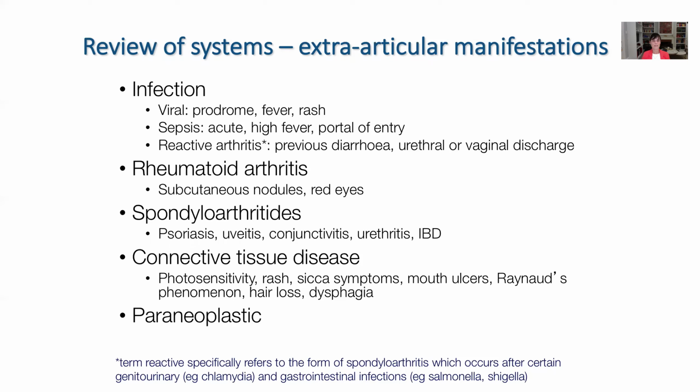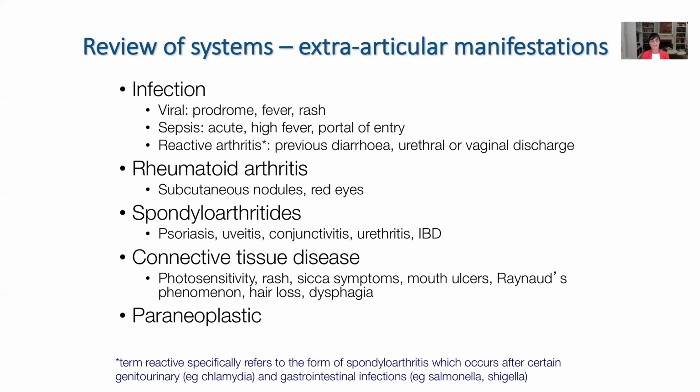And in reactive arthritis, there may be a history of previous diarrhea indicating gastroenteritis, or a urethral or vaginal discharge suggesting a sexually transmitted infection. There are a range of extra-articular features in rheumatoid arthritis, including subcutaneous nodules and episcleritis causing red eye, and I'll discuss this in a bit more detail shortly. In spondyloarthritis, there may be a history of psoriasis, uveitis, conjunctivitis, urethritis, or inflammatory bowel disease, and there's a range of symptoms that may be indicative of connective tissue diseases listed there.